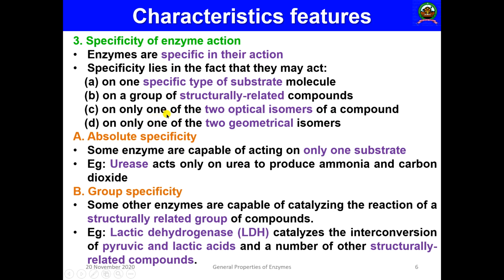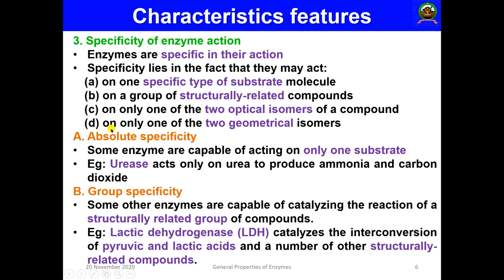Then the next one is only one of the two optical isomers of the compound. Okay, the enzymatic activity will happen on one of the two optical isomers; it will not be active against both the D and L varieties. You know that there are two isomeric forms, the dextrorotatory and levorotatory. The enzyme will not act on both levo and dextrorotatory. It will act only on one particular form, either the levo or dextro variety.